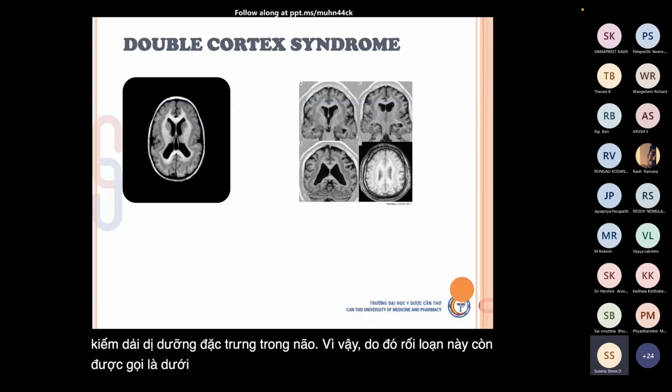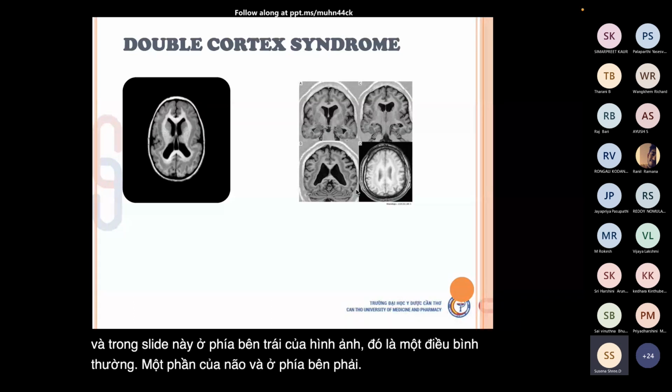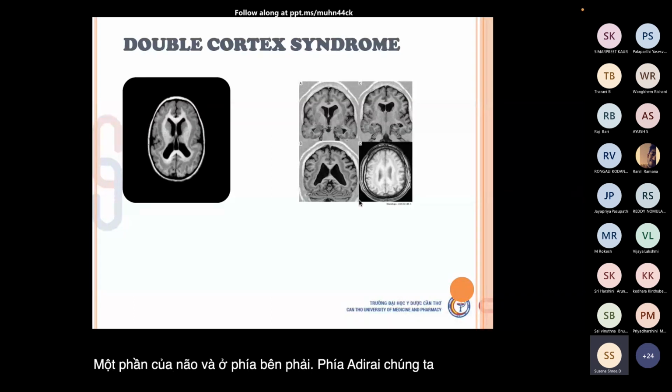In this slide, on the left side of the picture is a normal part of the brain, and on the right side we see the patient who is affected by double cortex syndrome.